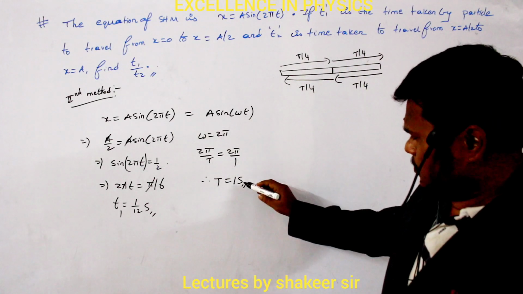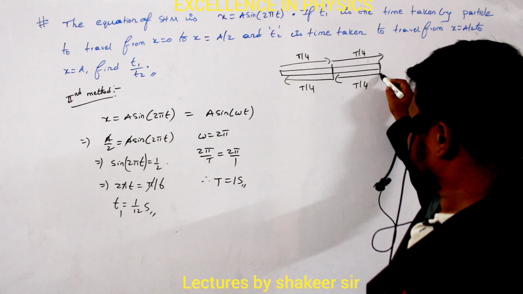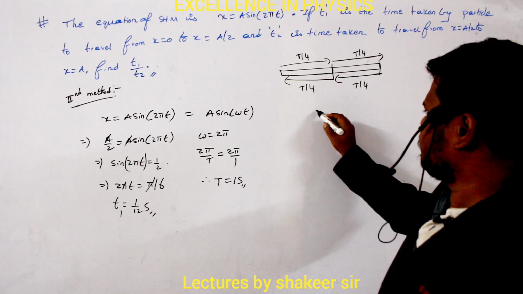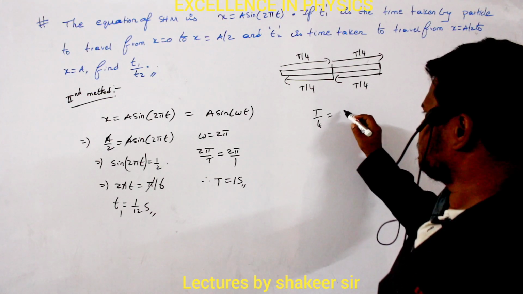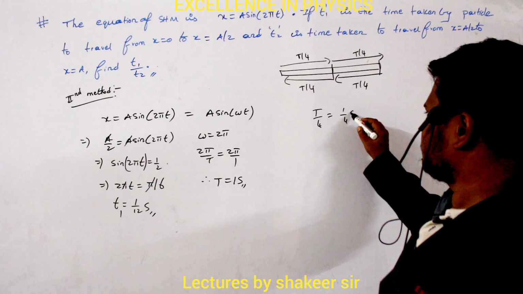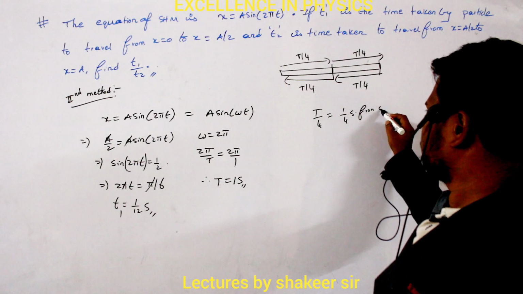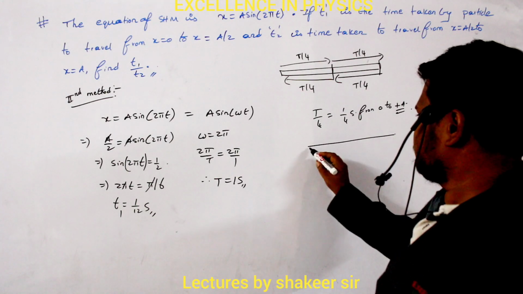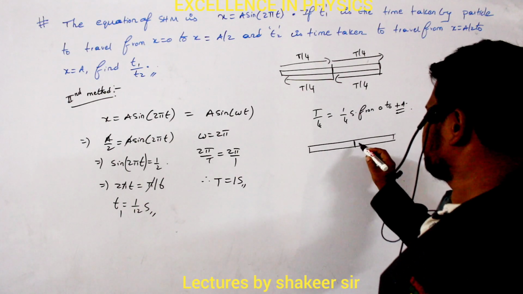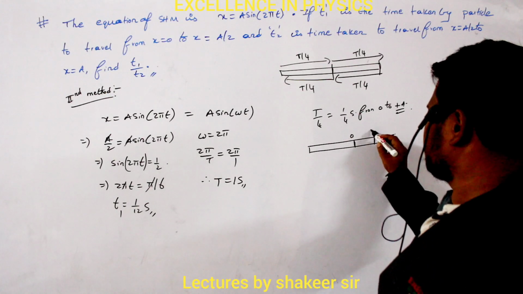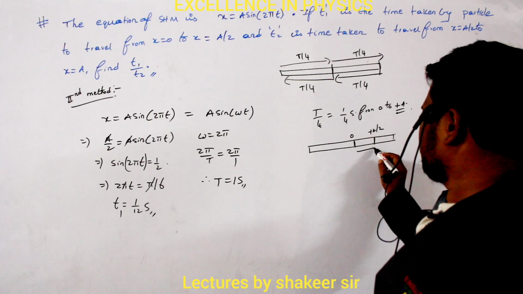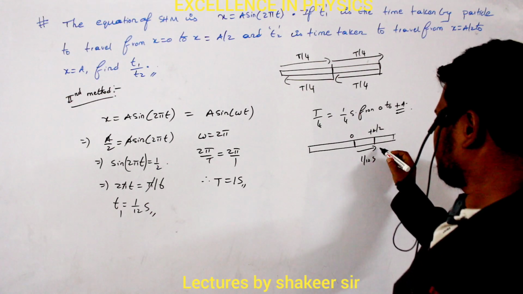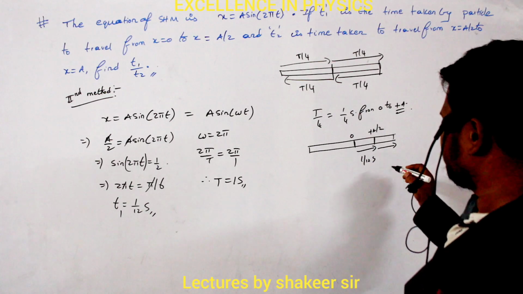Clear? So therefore from here to here, that is from 0 to plus A, the time taken is T by 4 seconds. Are you able to understand? Now already we have studied the time taken from the mean position to this displacement. From 0 to plus A by 2, the time taken we have already calculated, which is equal to T by 12 seconds. Now how can I calculate the time taken from plus A by 2 to plus A?